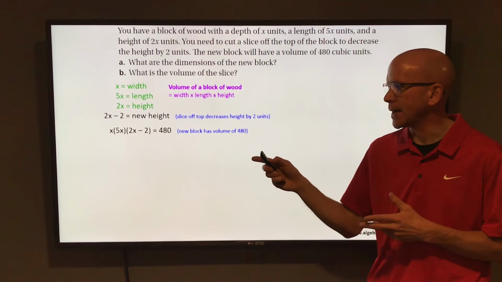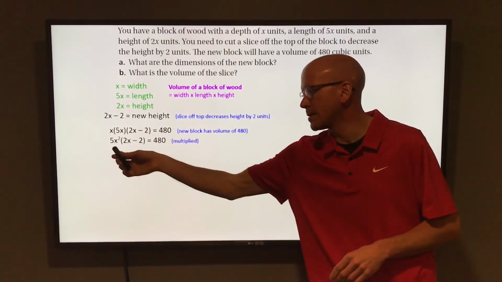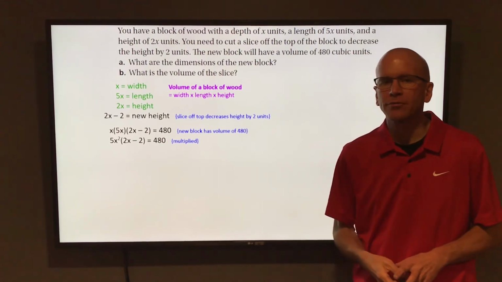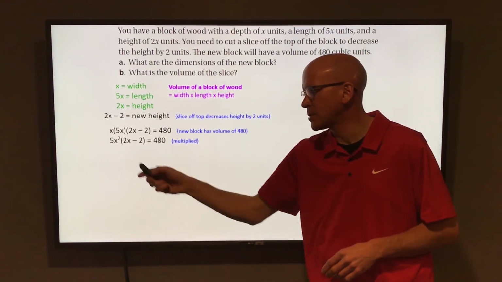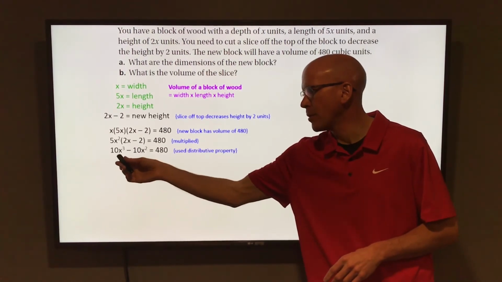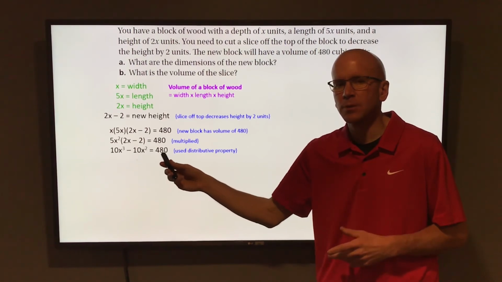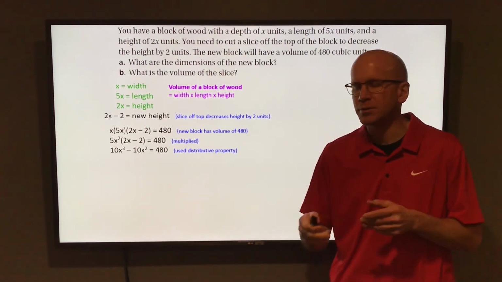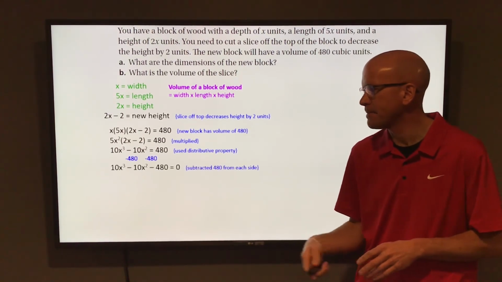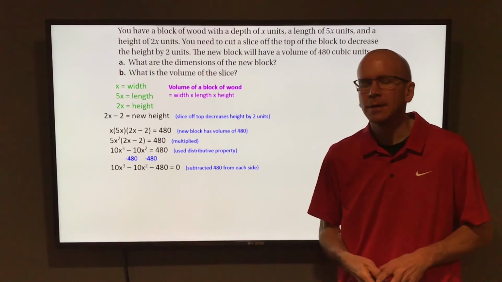To solve that for x, take out the parentheses, multiply x by 5x, that is 5x squared times 2x minus 2 equals 480. Use distributive property with the 5x squared, multiply 5x squared by 2x, that is 10x to the third, and 5x squared times -2, that is -10x squared. Still equal to 480. If you're solving for x, you want to get everything to one side equal to 0, so subtract 480 from each side. When you do that, you get 10x to the third minus 10x squared minus 480 equals 0.